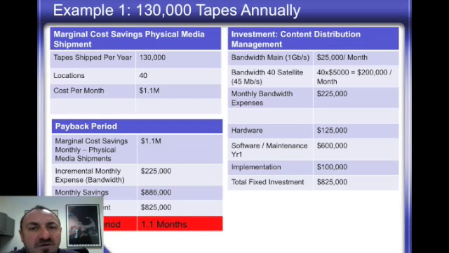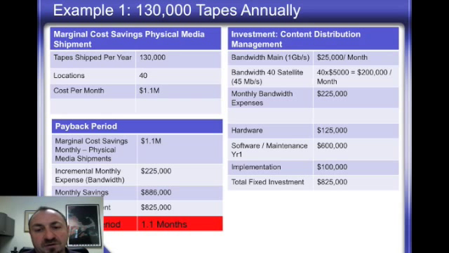Now, think about this. You're spending $1.1 million, and you're looking at taking on an additional $225,000 of incremental expense. But that's going to offset that $1.1 million because you're not going to be burning tapes. So think about 130,000 tapes is about 10,000 tapes a month. Say $20 each. It's $200,000 just in raw tapes, blank tapes. Okay, so that's not all though.